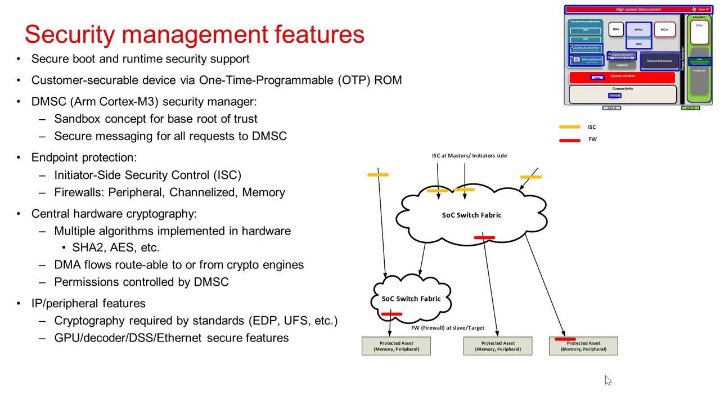Finally, in addition to these central resources, various cores and IP peripherals also implement their own security features. These include standard embedded crypto for I/O peripherals which require it, as well as system features such as GPU, DSS, and Ethernet for secure content support and secure stream support. Also, standard ARM TrustZone is supported for a secure execution environment on the A72.